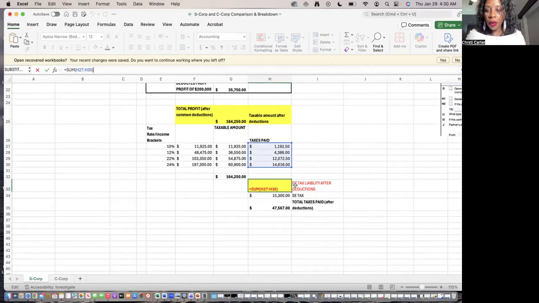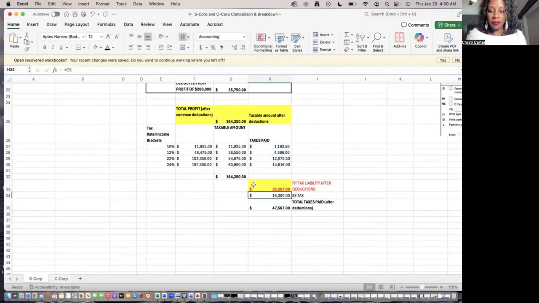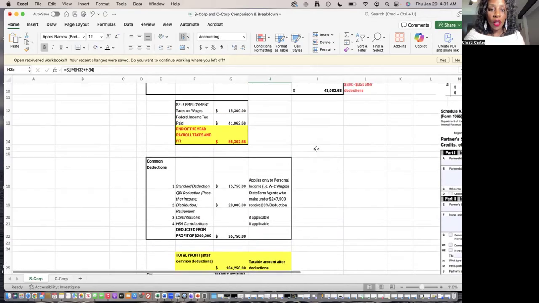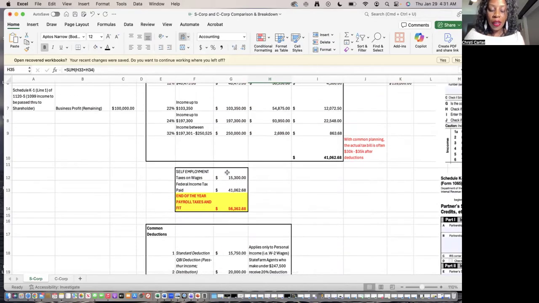This is the federal income tax. FIT means federal income tax liability after deductions. And we still have to take into consideration the 15.3% on the $100,000 wages that you made as an employee. And so the total after deductions that you would pay is going to be $47,567.